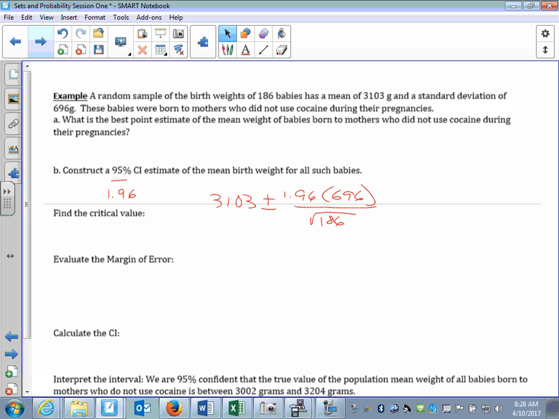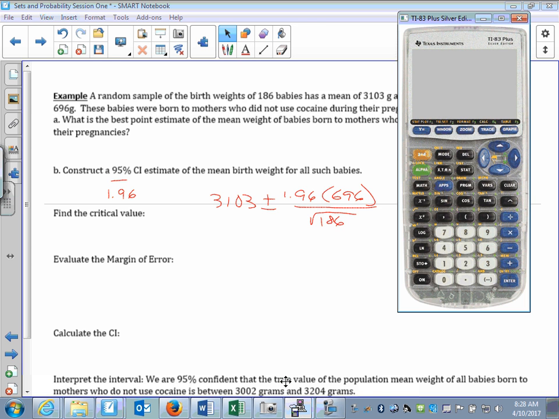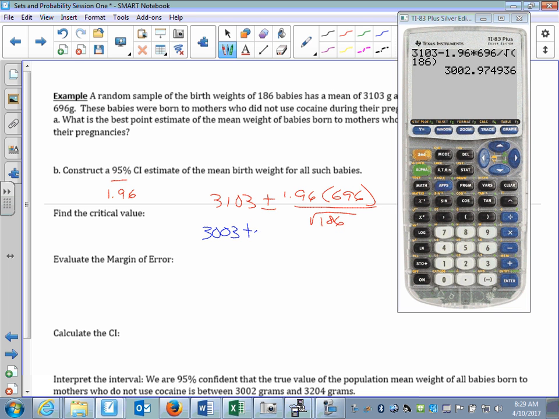Now, as you can see, this one definitely requires a calculator. So, 3103, and let's do minus first. Minus 1.96 times 696 divided by the square root of 186. And let's just look at the formula, make sure I didn't mispress any buttons. 3103 minus 1.96 times 696 divided by the square root of 186. That looks good to me. So I'm going to press enter, and I get 3,003 grams. So I'm just going to put 3,003 on the low end.